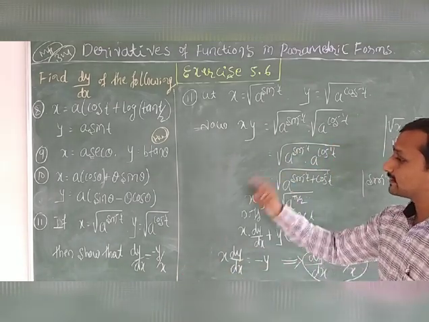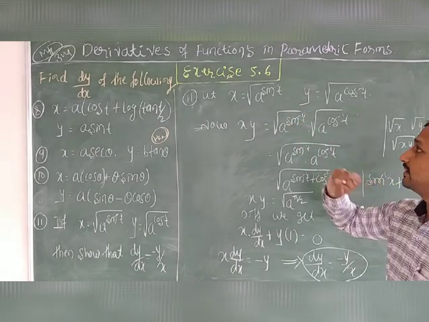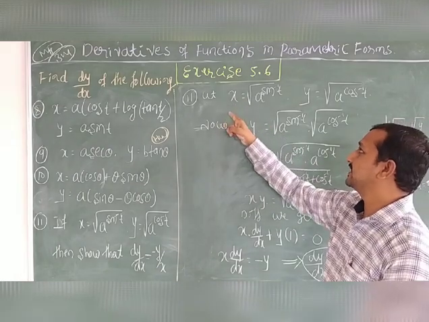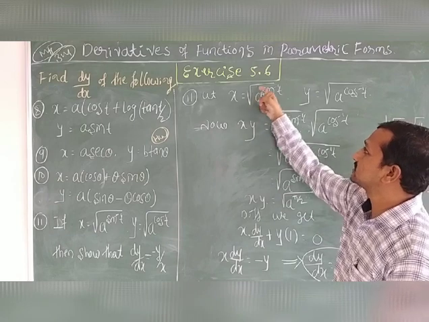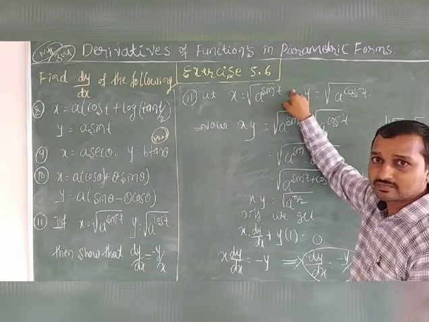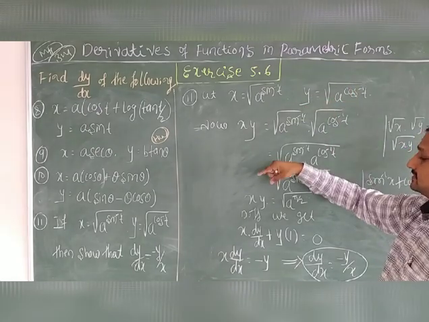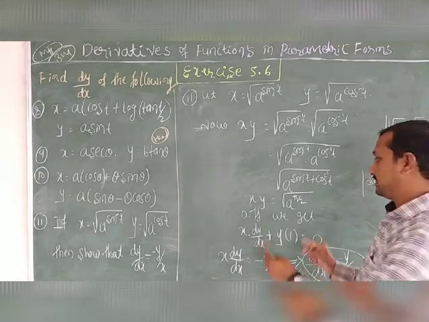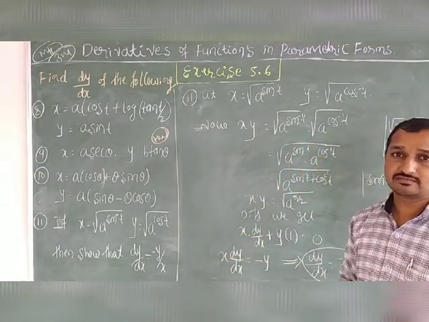Otherwise, you can try using the parametric form. That is also very easy, but a lengthy process. Same as before, we can take dx by dt equal to root term, 1 divided by 2 root x, instead of this, the derivative of this term. And the same for y, the derivative of this term will get cancelled. The same answer will come. So if you solve by this method or the parametric form, both are the same.